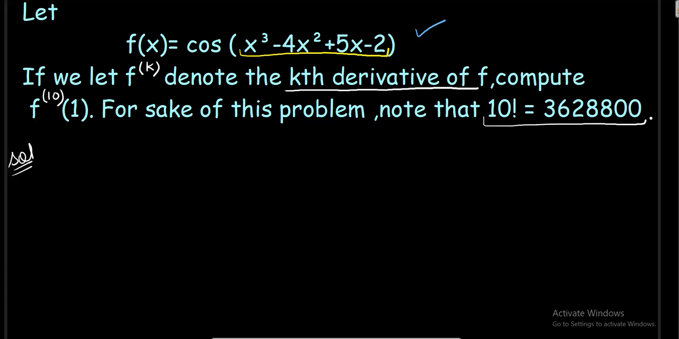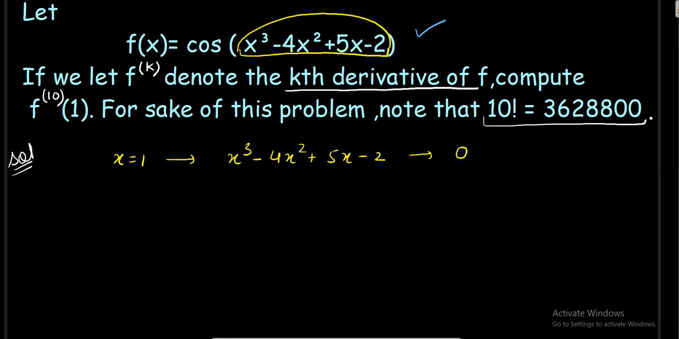Why? Because I have the problem only with this. I don't have any problem with cos. The only issue in this question is that in front of cos, a cubic expression is written. And we have to find the 10th derivative at x equals 1. So when you put x equals 1 in x cube minus 4x square plus 5x minus 2, you will find that it is becoming 0. When x is 1, this expression is becoming 0.